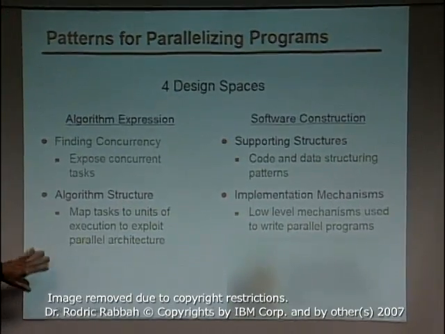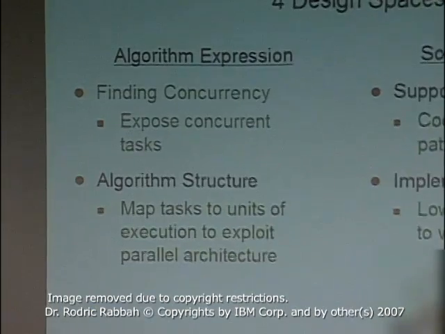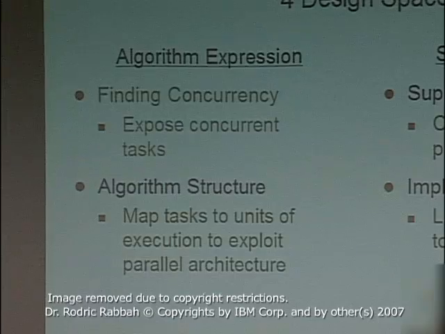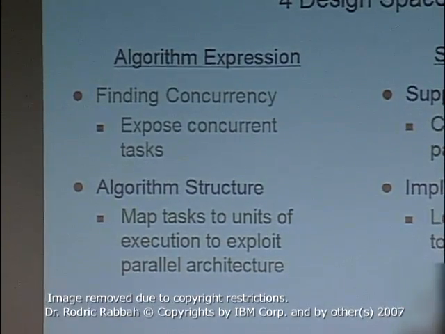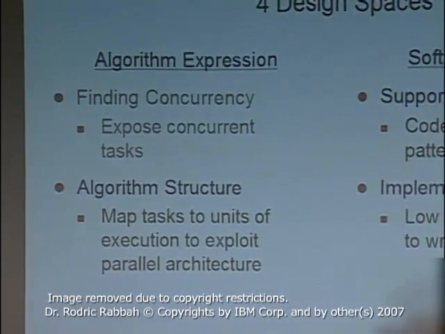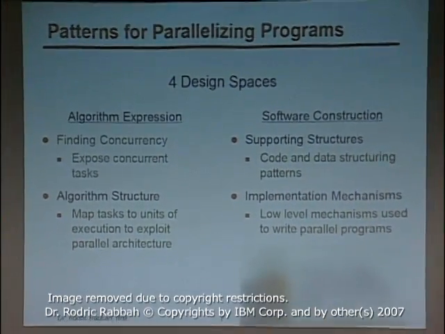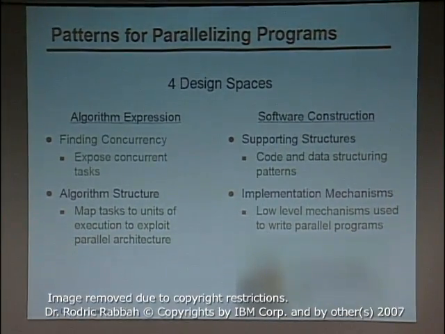And so on the algorithm expression side, these are essentially conceptualization steps that help you abstract out your problem, and you may in fact think about your algorithm expression in different ways to expose different kinds of concurrency, or to be able to explore different ways of mapping the concurrency to hardware. In software construction, it's more about actual engineering and implementation. So here you're actually thinking about what the data structures look like, what the communication patterns are going to look like, am I going to use things like MPI or OpenMP, and what does that help me with in terms of doing my implementation?